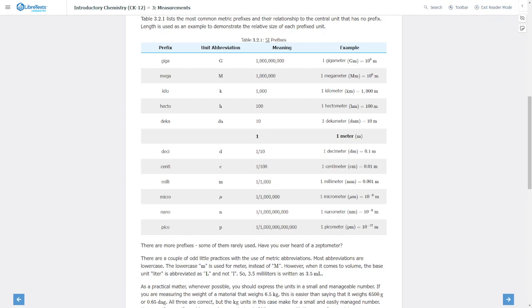You'll rarely see the other ones, like giga. You might know it from gigabyte, megabyte, but hecto, deca, micro, nano, pico, those are a lot less common. I'm not saying you won't see them, but kilo, deci, centi, or milli, you will see pretty often, especially kilo.